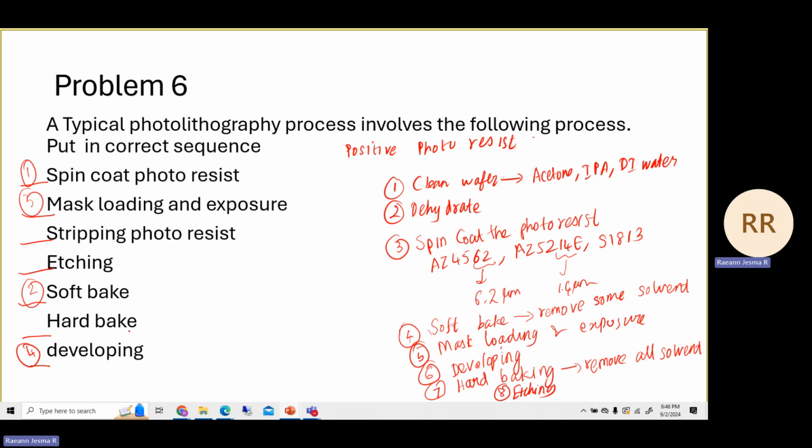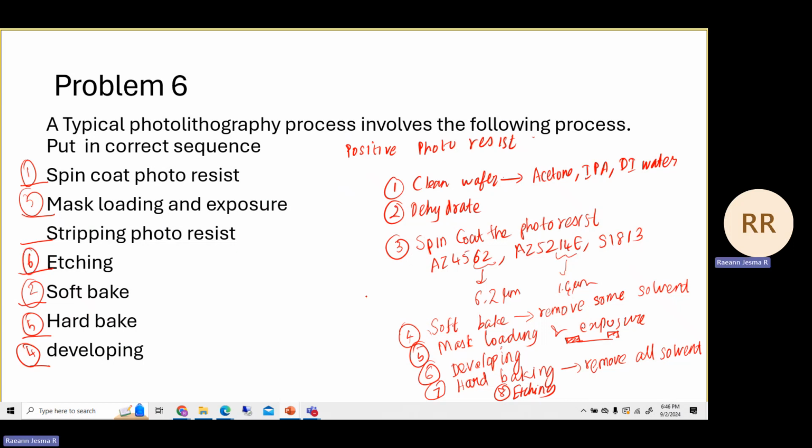In the developing process, some regions of photoresist will remain, some regions will get dissolved. In the regions where the photoresist dissolves, we will see the substrate, whatever substrate is there. Then after developing, we will do hard bake in order to remove all the solvent that is present, and the photoresist will become a hard film. Then we'll go with the etching process.